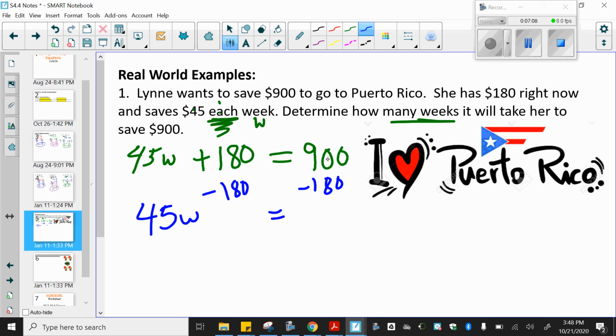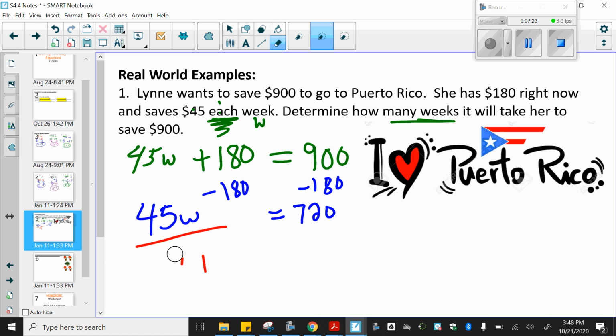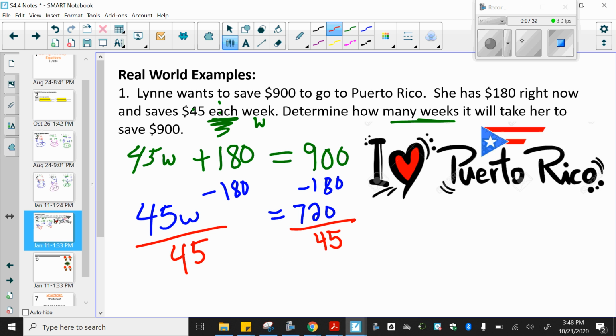45W equals, let's see, 900 minus 180 is going to be 720. All right. And then I'm going to switch my markers, and my last step is I'm going to divide both sides by 45. Sorry. Divide each side by 45. I'm not even going to pretend I can do that. Hold on. I'm going to pause this and use my calculator. My trusty calculator tells me that this makes 16. Or I could say 16 weeks. So in as little as 4 months, she could save up her money to go to Puerto Rico.